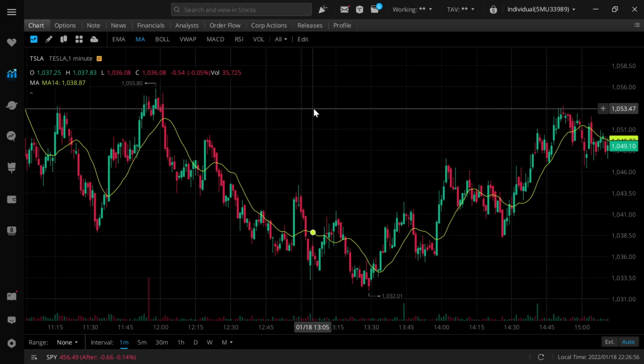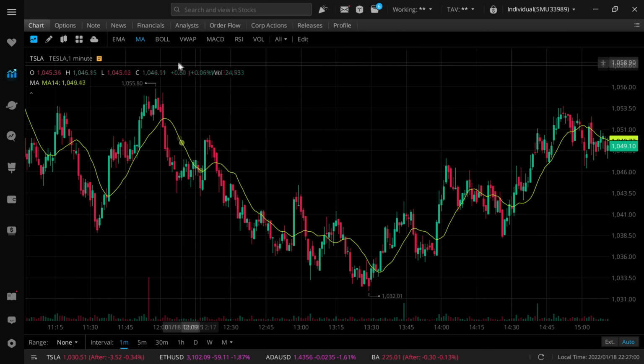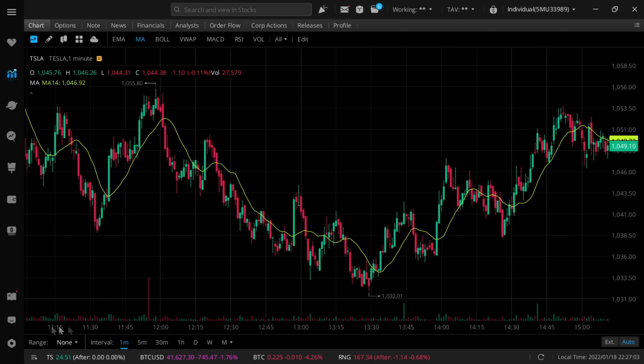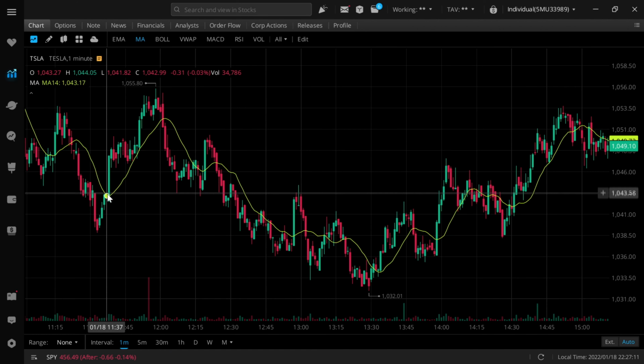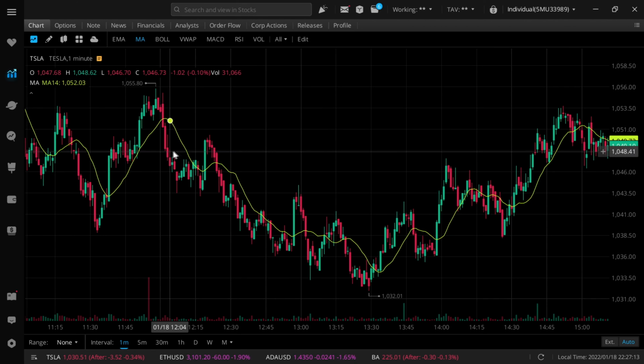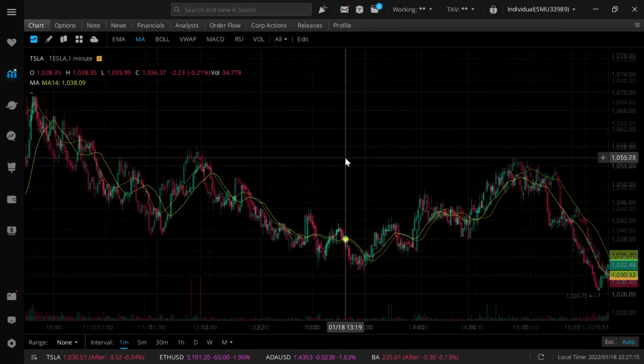I like using the moving averages a lot because unlike the VWAP, you can use this on any time frame you want. As you can see here on Tesla right now, we're on the 1 minute, so each candle represents a minute. It's taking 14 minutes of data and it's going to come up with a line for that. So taking 14 candles and then creating its line over that.